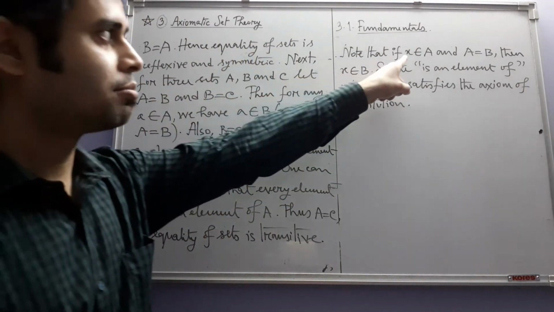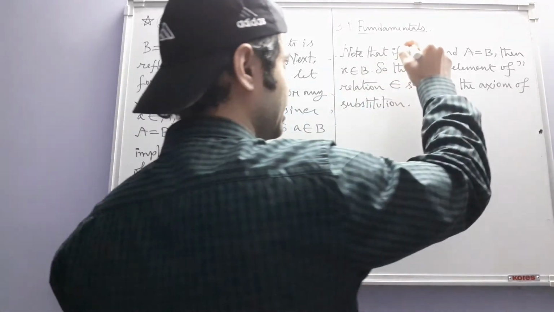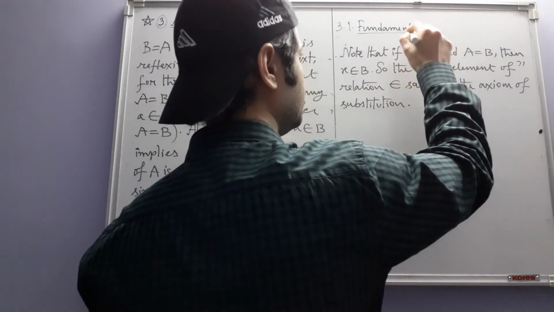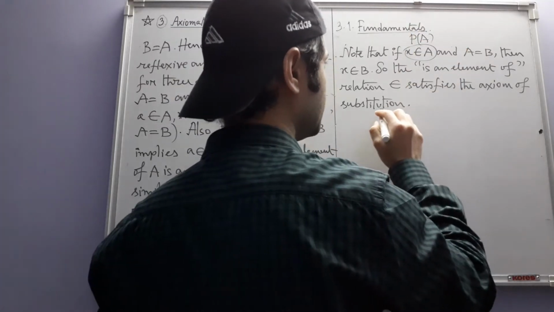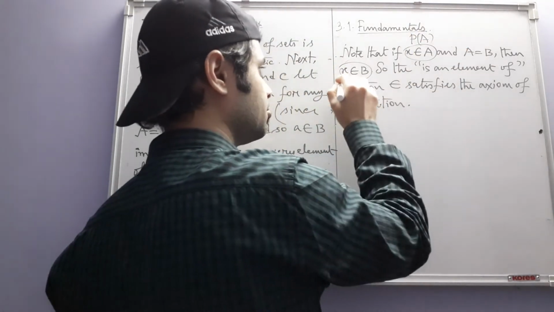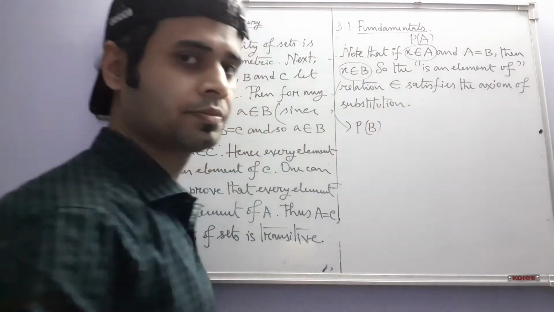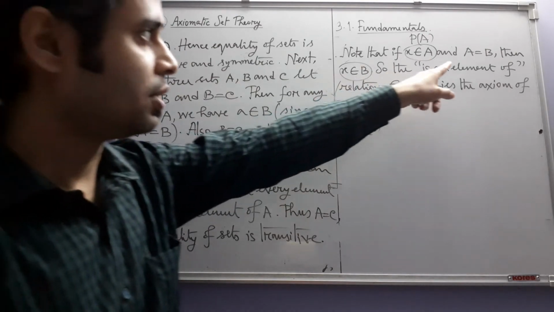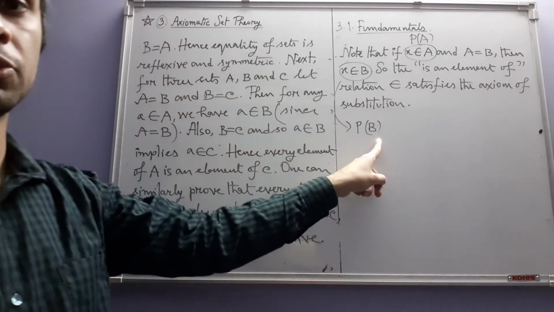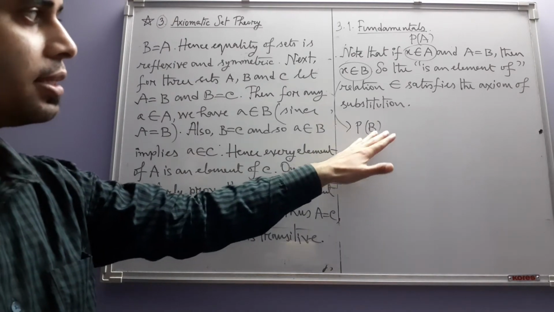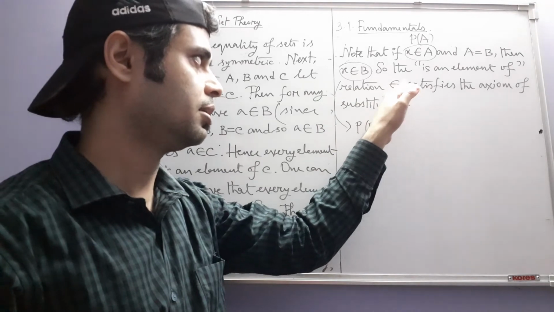Because x belongs to A is a statement. Remember, you can consider this as PA. Then the statement x belongs to B will be PB. Now, if A is equal to B, then PA and PB are both true. So, in that sense, the axiom of substitution has been satisfied by this relation.